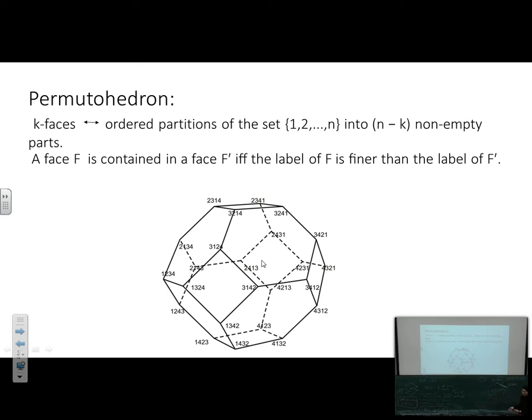So you can easily read off everything, just everything. Okay. Now the idea. So this was the permutohedron, and what is written over there. To summarize this and to generalize, the k-faces, this means the faces of dimension k, are labeled by ordered partitions of this set into n minus k non-empty parts. And the patching rule corresponds to refinements, just to refinements.